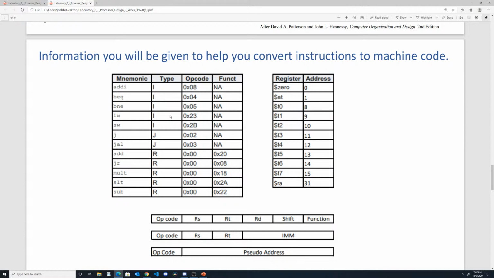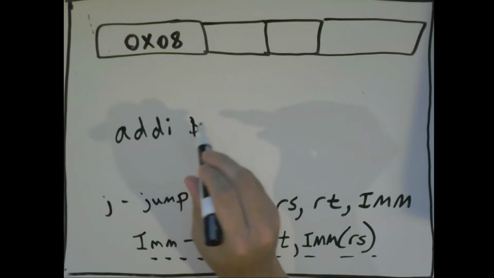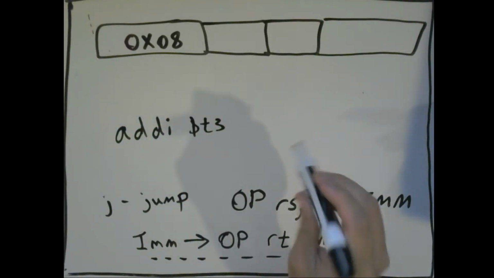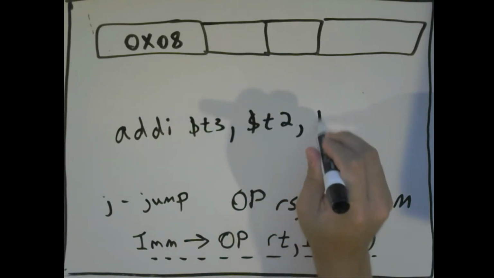So I said this instruction we're working with, let me write it down right here. Let me switch so you guys can see that. So our instruction we have is addi $T3, $T2, and 10.